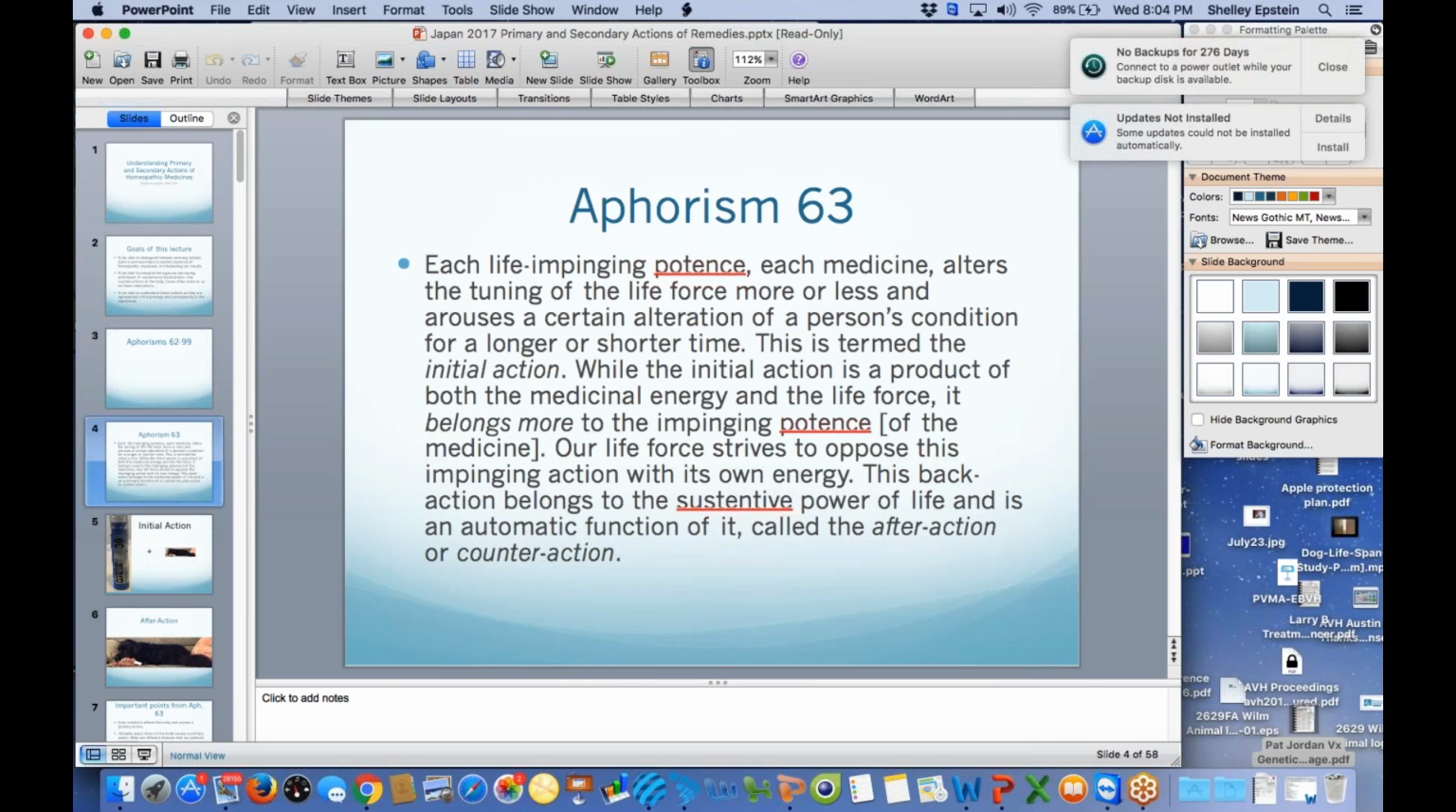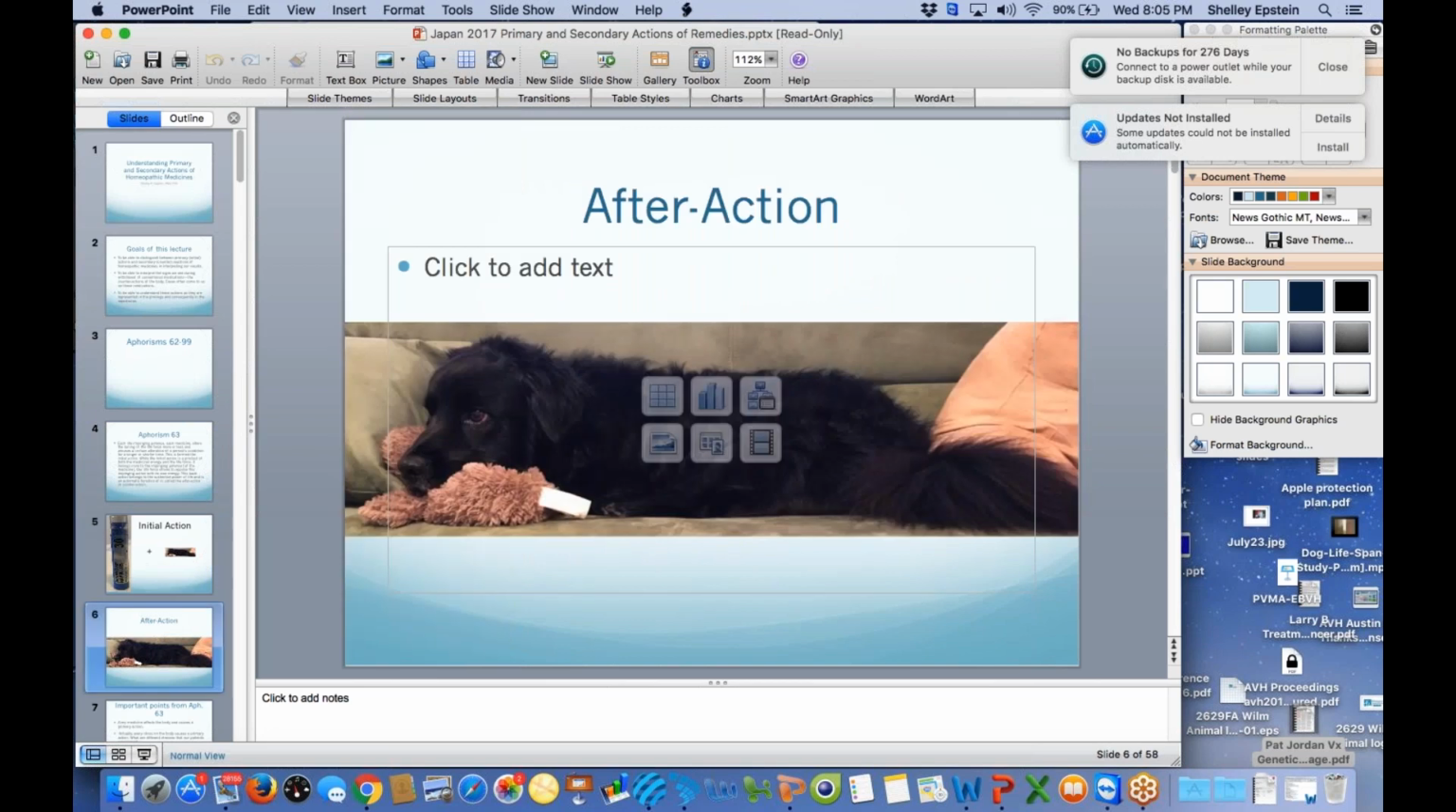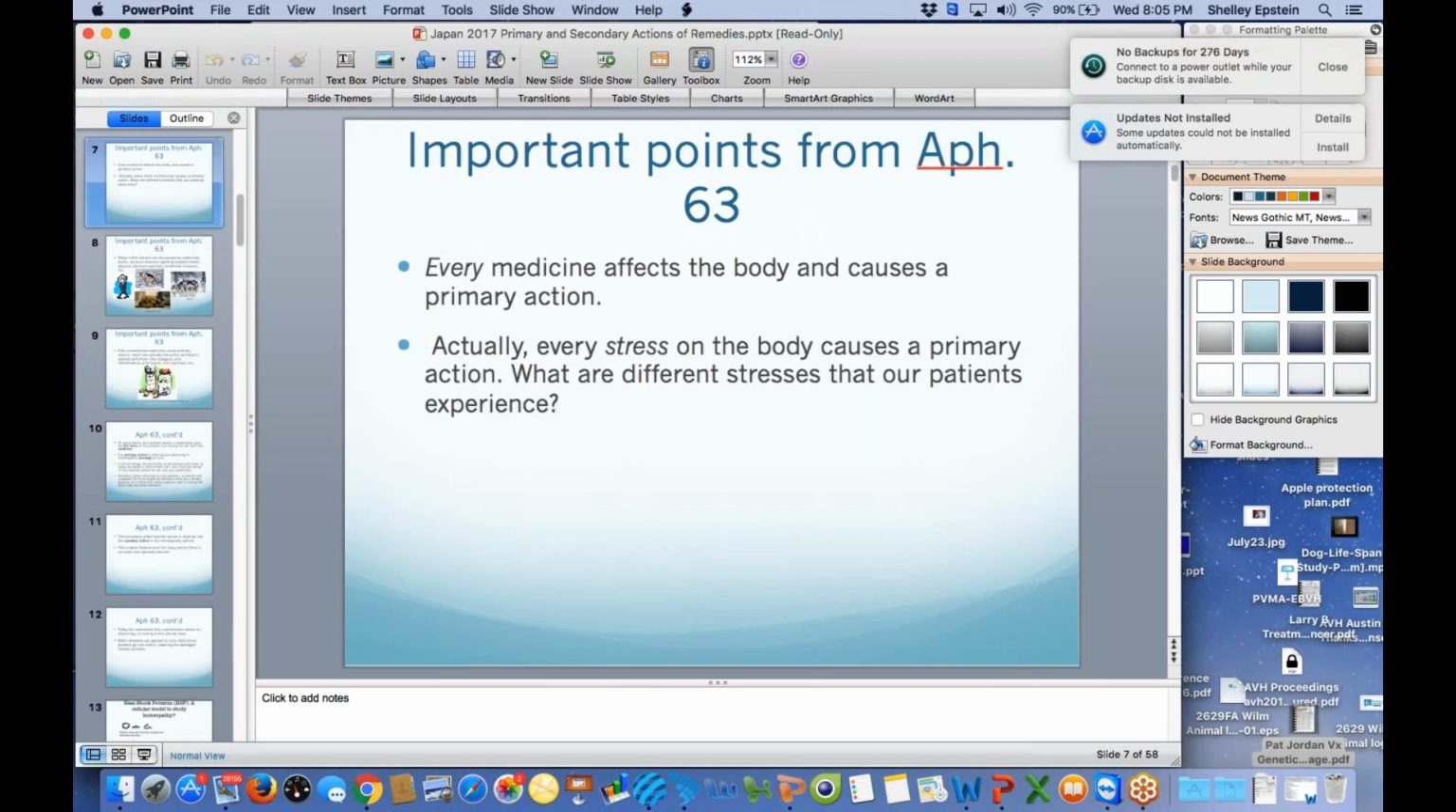The initial action is mostly from the remedy. That's what you would see in provings, for example. And then the counteraction mostly comes from our own body's reactions to it. So the initial action is mostly the remedy and a little bit of an adorable dog, which is my dog. Or in this case, I'm just symbolizing the patient who's getting the treatment. And the after action is really from the adorable dog, the patient. He's sitting next to me as we do this.